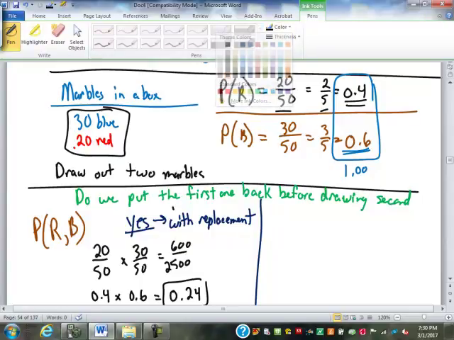If we did not put it back, that is considered without replacement.